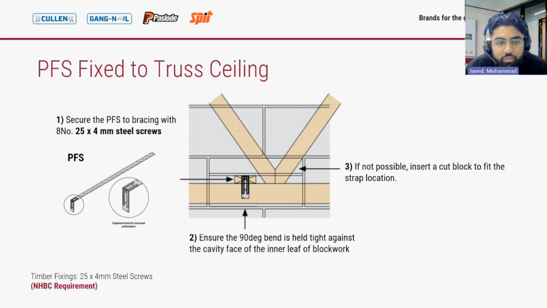One thing to note for this application, if the position of the longitudinal bracing does not coincide with a horizontal blockwork joint, then a cut block can be inserted to suit the strap location as shown in the diagram.